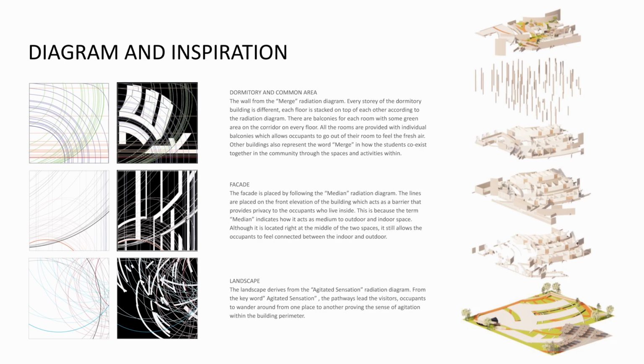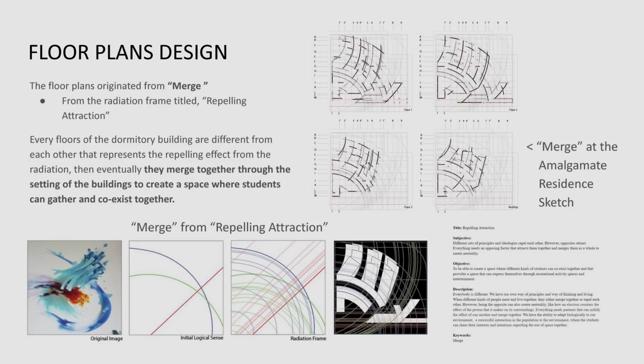The diagram and inspiration of Amalgamate Residence can be divided into three parts: merge, median, and agitated sensation, according to the different initial designs. The floor plan originated from the keyword merge, from the radiation called repelling attraction. Every floor of the dormitory building is different from each other. That represents the repelling effect from the radiation. However, they merge together through the setting of the buildings to create a space where students can gather and coexist together. This provides a space where they can express themselves through recreational activity spaces and entertainments.